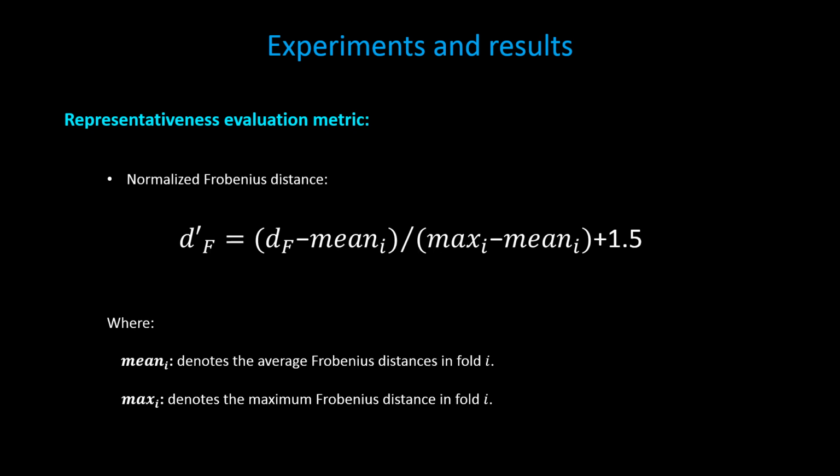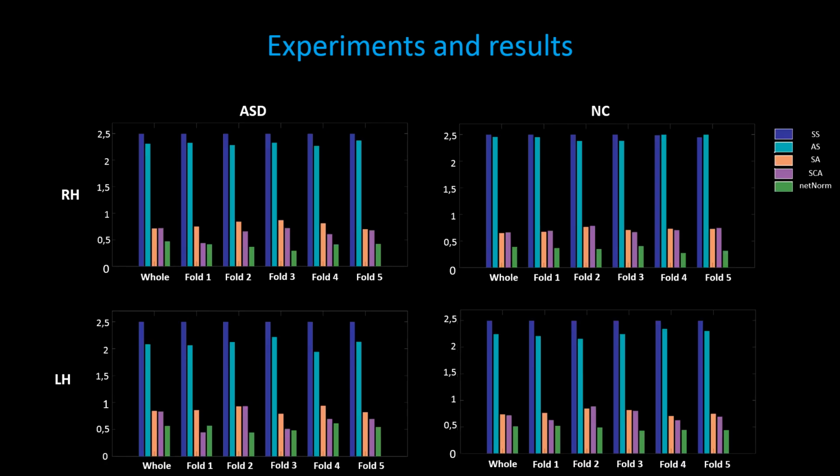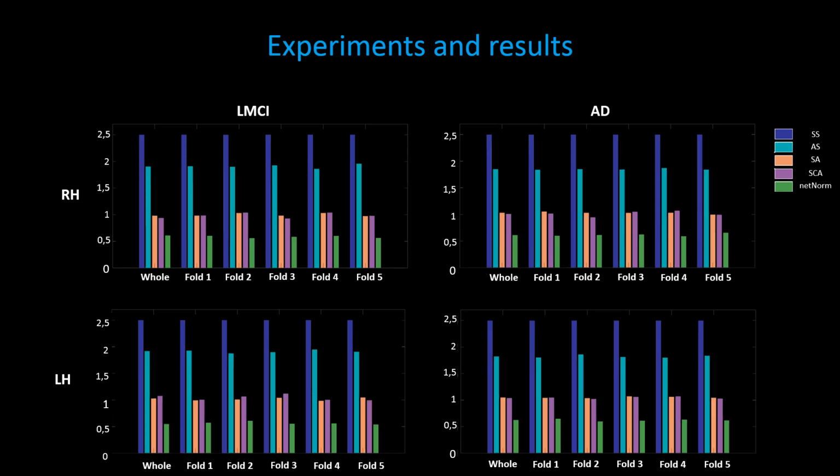The normalized Frobenius distance for each fold is calculated as follows. We take the Frobenius distance df and we subtract the mean Frobenius distance for each fold i, normalized by the maximum minus the mean for each fold. We finally add a scaling term. Results show the effectiveness of netNorm compared to state-of-the-art methods by occupying the minimum distance for each brain hemisphere for both ASD and NC populations, as well as LMCI and AD groups.